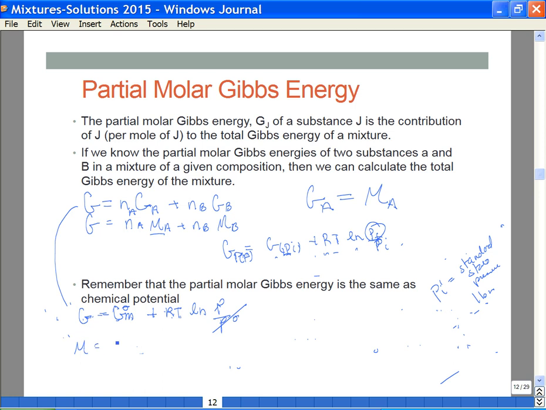But knowing that these are interchangeable, it's the same thing here for any substance J. The J is kind of like an X. It just means whatever substance you're talking about. If I have a solution with benzene and toluene in it, the J will stand for both of those in turn. So mu sub J will be benzene, and it will be toluene.